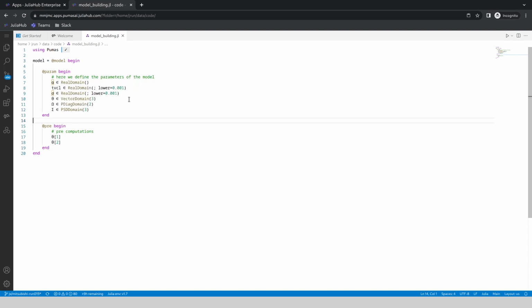Now, these are the 4 domains that we have available in Pumas. They're real domains for scalars, vector domains for vectors. We can specify matrices with either the positive diagonal domain, or full matrices with the positive semi-definite domain.